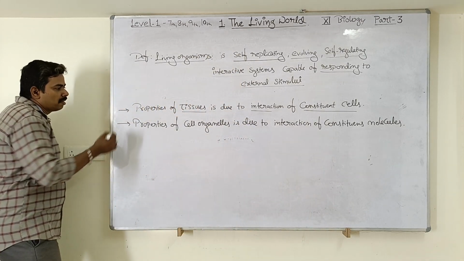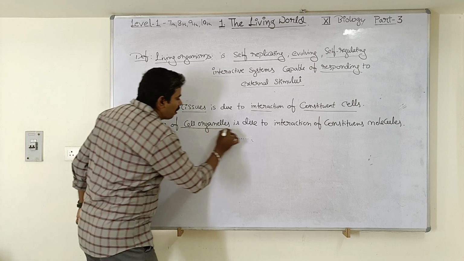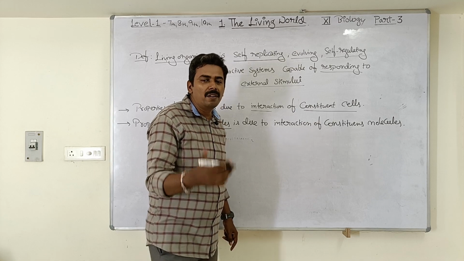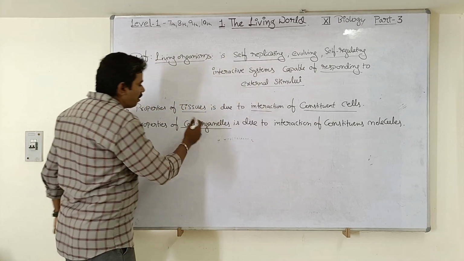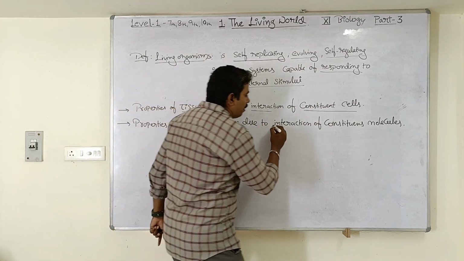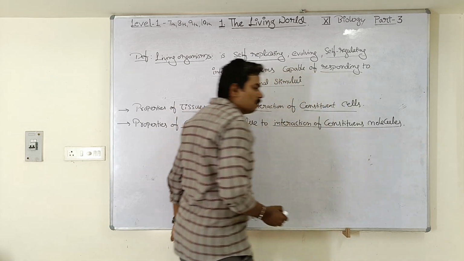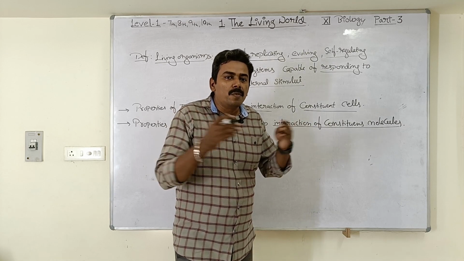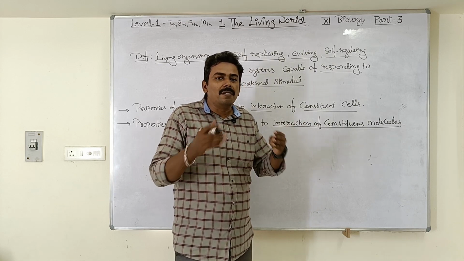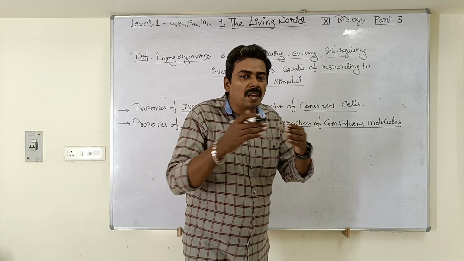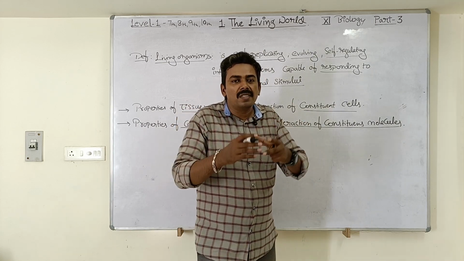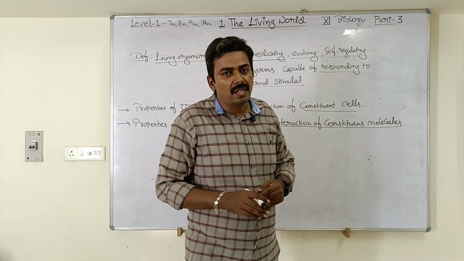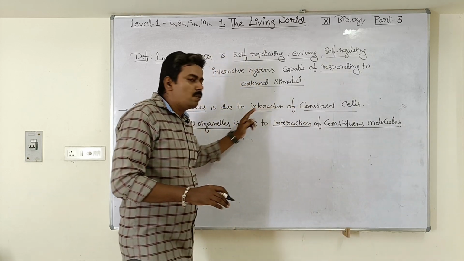Similarly, the second point, property of cell organelles. We have discussed examples: nucleus, mitochondria, chloroplast. The properties of cell organelles are due to the interaction of constituent molecules. The cell organelles get properties because of the communications taking place between one molecule and another, how the molecules interact with each other, not because of the molecules themselves. Understood, students? Note down these two important points.